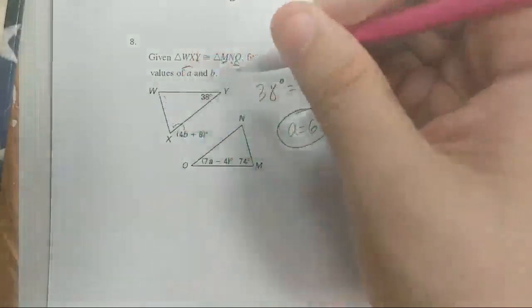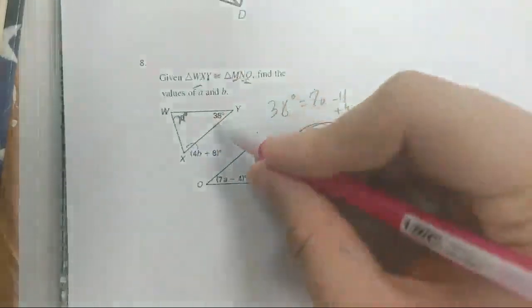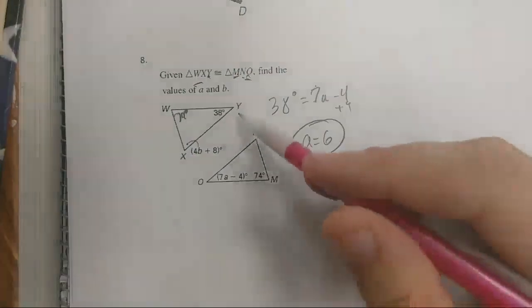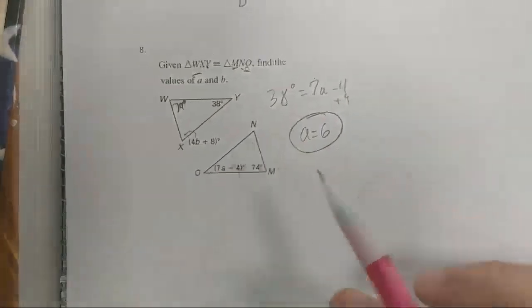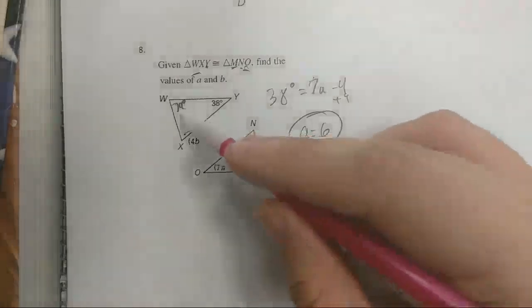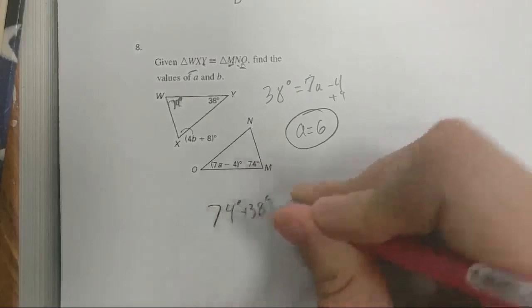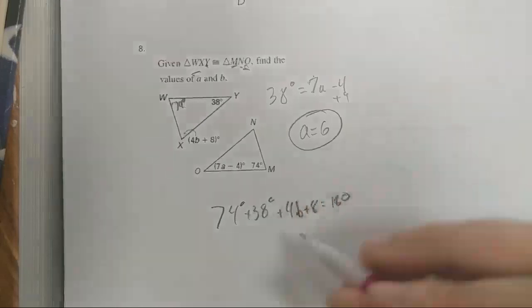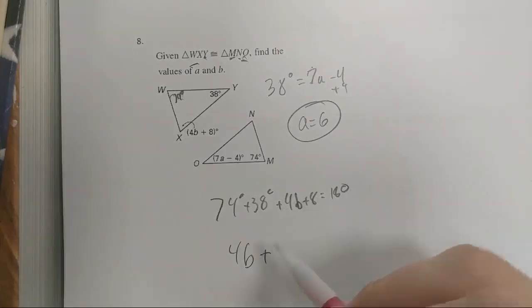So notice here, though, W is not an equation. We need X. So how are we going to find X? Well, I know W is 74 degrees. And I know Y is 38 degrees. So because of that, what we're going to do is set this all equal to 180. So 74 degrees plus 38 degrees plus 4b plus 8 equals 180. Let me combine all the non-variable terms. So 4b equals 74 plus 38 plus 8.